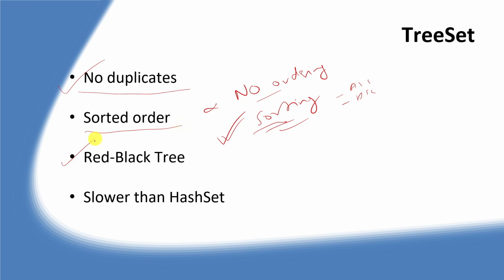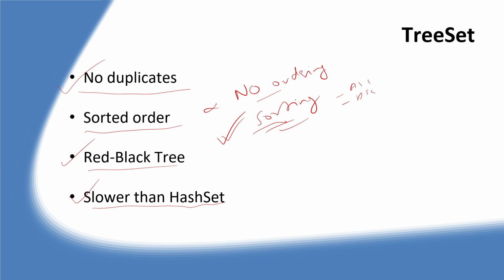And different types of trees are there, like red black tree, and it is slower than HashSet. Okay, so TreeSet is somewhat different than the HashSet and LinkedHashSet. The TreeSet stores elements in sorted order. By default it sorts elements in ascending order. By default means if you're not providing anything explicitly, then it will sort in ascending order. And since it uses a tree data structure, operations are generally slower than HashSet.